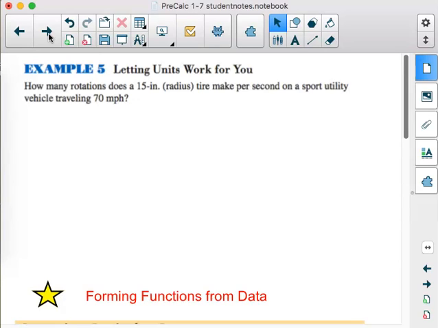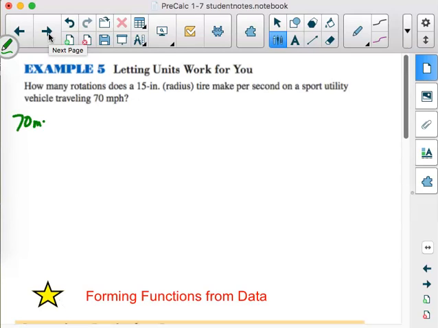Example 5, letting units work for you. So this one, as I mentioned before, unit analysis and dimensional analysis is what we're going to have to do here. And this is really verbal descriptions. It is what's taking place here. Yes, we are going to use some formulas in here too, so this is kind of a mixture. So it says, how many rotations does a 15-inch radius tire make per second on a sport utility vehicle that's traveling 70 miles per hour?